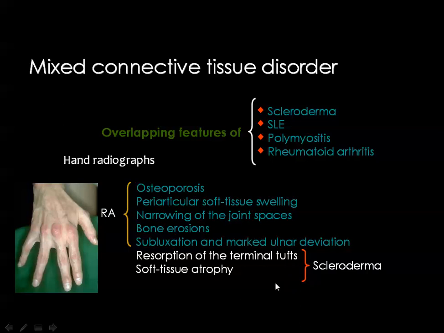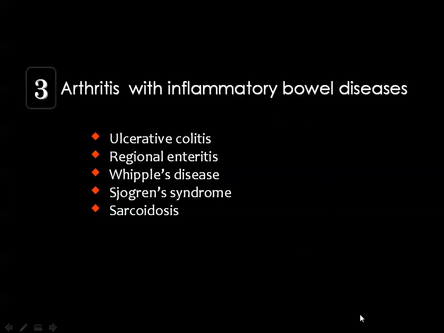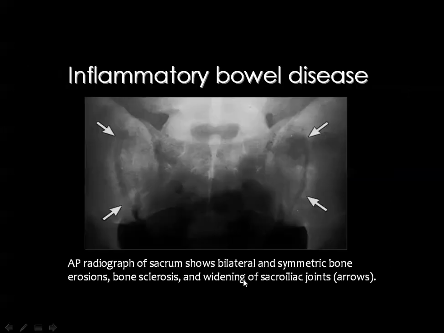Features from scleroderma include resorption of the terminal tufts and soft tissue atrophy and contractions, as you can see here. Then the third group of arthropathies are those associated with inflammatory bowel disease. You know that ulcerative colitis, Crohn's disease, Whipple's disease, Sjogren's, and sarcoid may be associated with skeletal manifestations, which are most commonly seen in the sacroiliac joints.